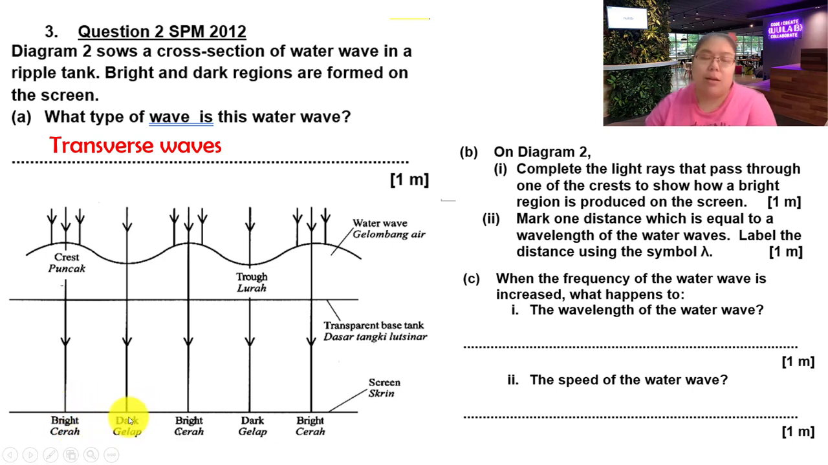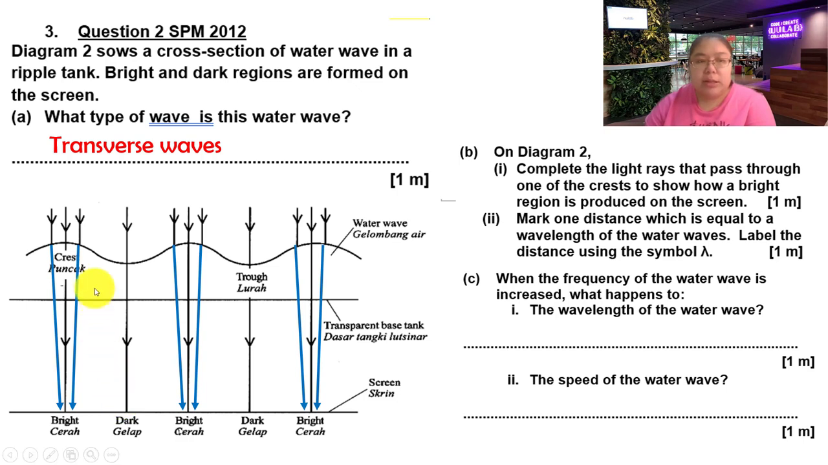Okay, how about the dark? Dark means the light will be diffracted. That means they are not converging, they are diverging to a far area. That means they spread out. When the light spreads out, the brightness spreads to a wider area, so that part becomes a dark region. So now we're going to see how to draw the light ray at the bright fringes. This is the light ray that will focus to the point after passing through the crest.